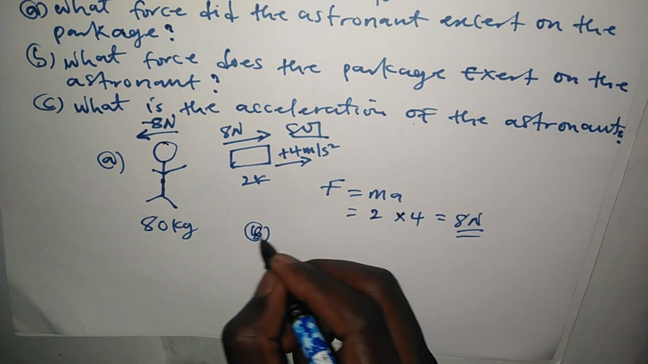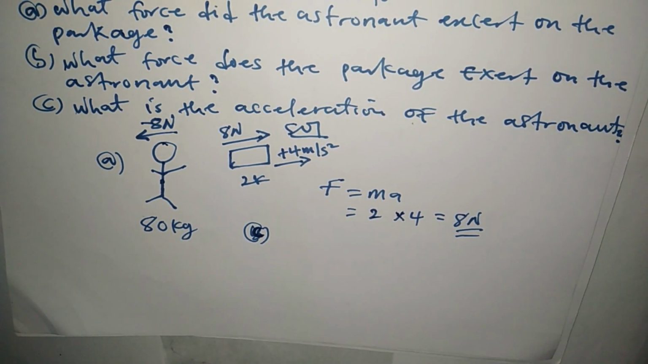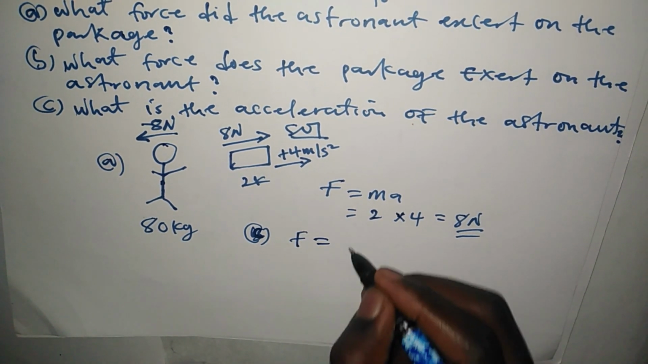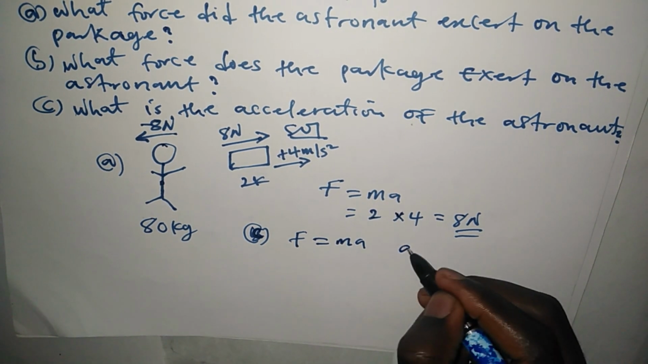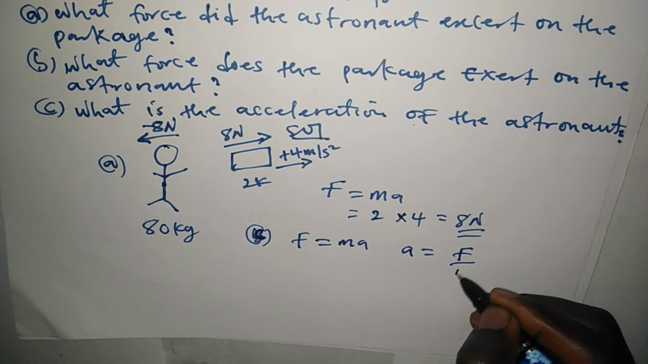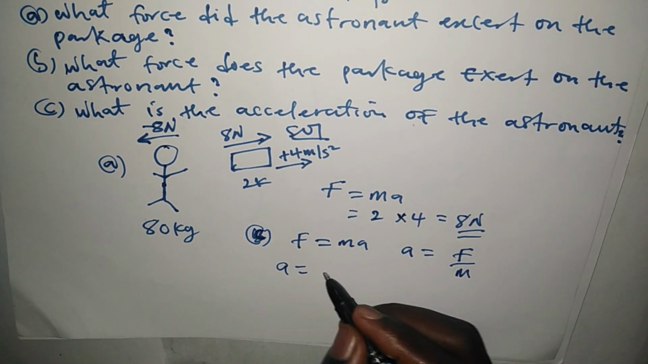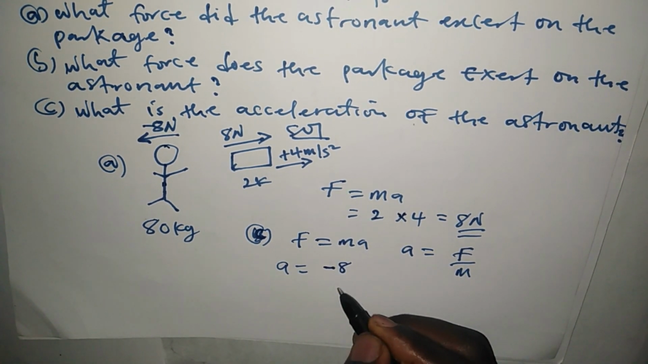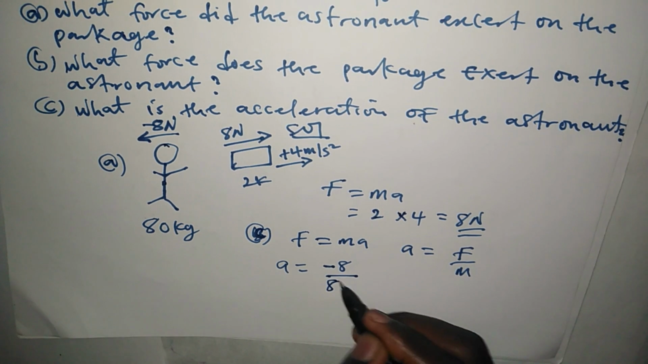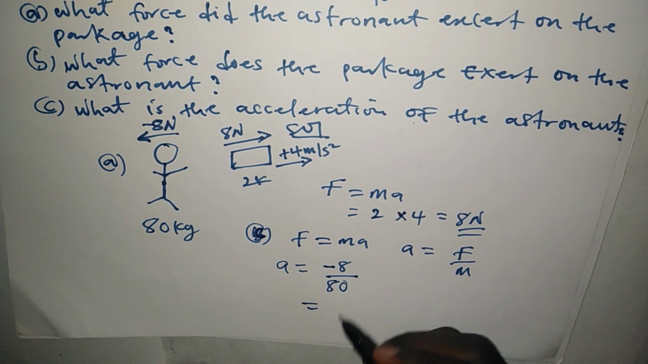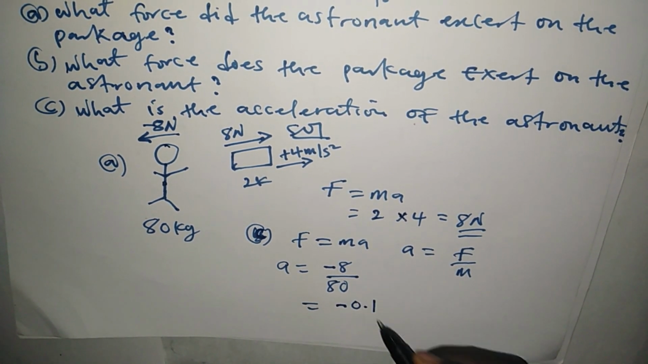Now for C, it says, what is the acceleration of the astronaut? To find the acceleration of the astronaut, we still use the formula from Newton's second law, F equals ma, and then we know that acceleration is equal to force all over mass. Therefore, the force on the astronaut is minus 8 newtons. The mass of the astronaut is 80 kg. When you do the arithmetic, minus 8 divided by 80, what we have is minus 0.1 meters per second squared.